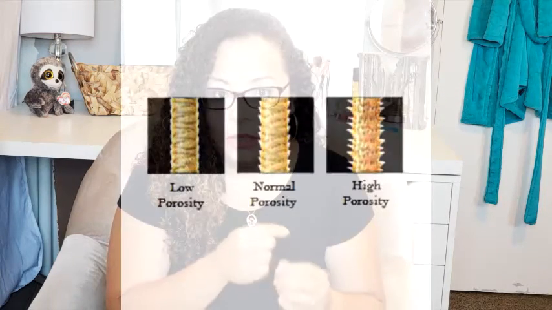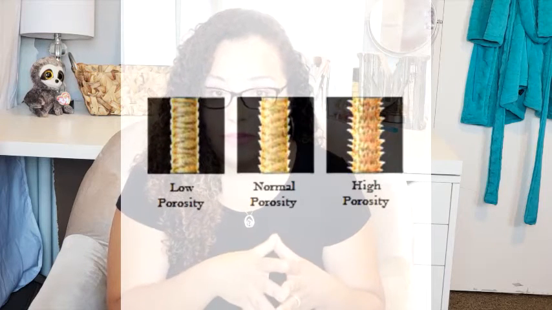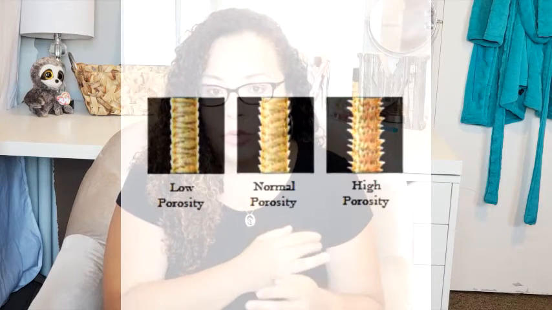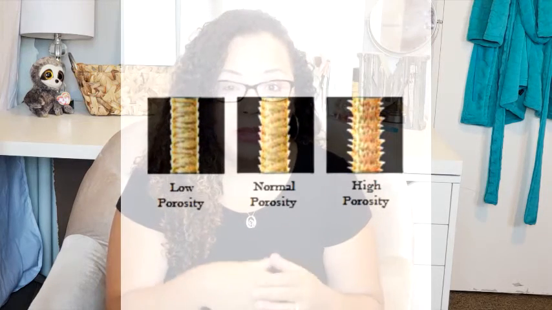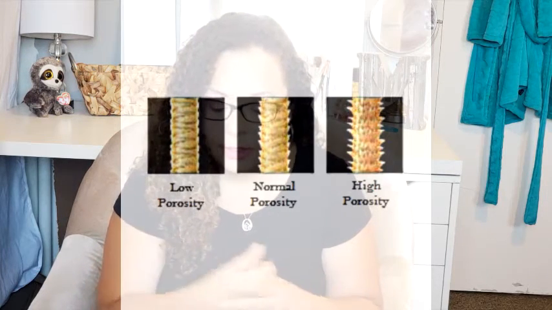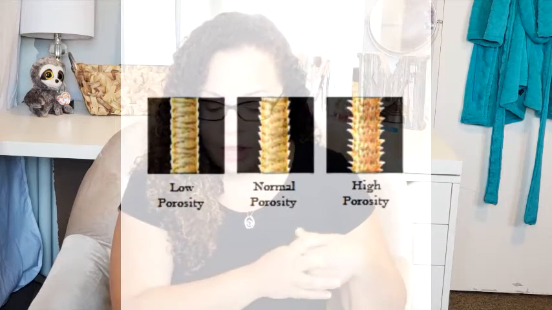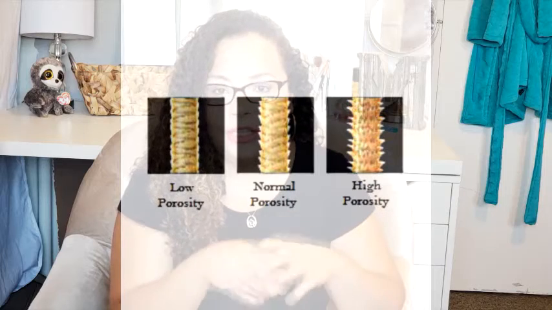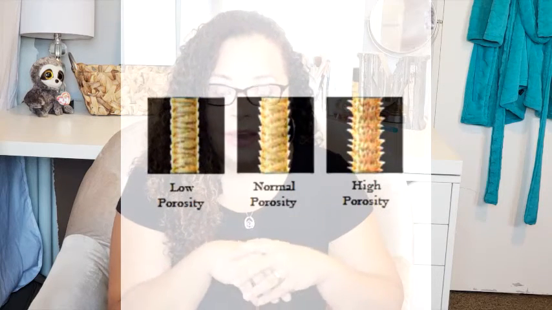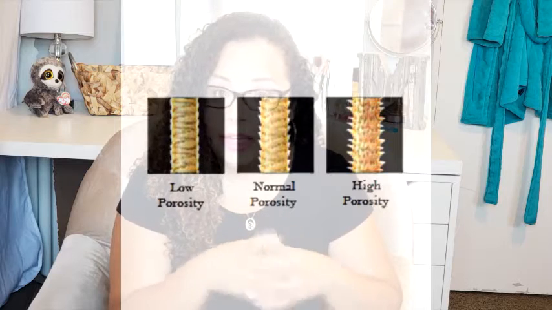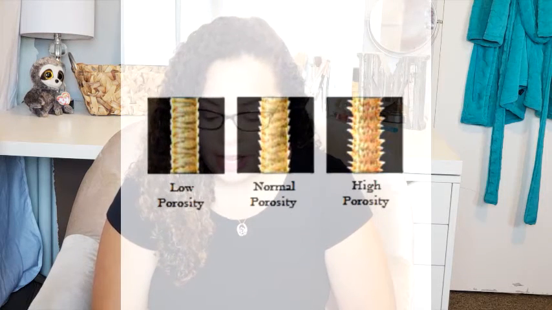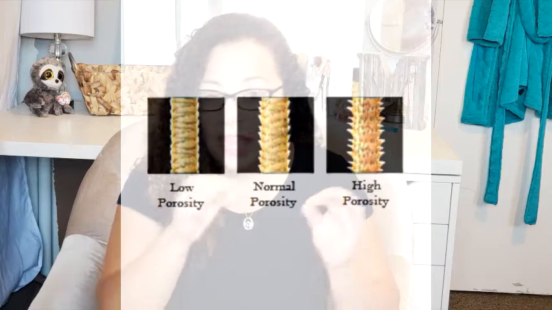Low hair porosity means that your hair cuticle is closed. So it can take a long time to dry when you have low porosity hair. Natural oils don't penetrate your hair easily because that cuticle is closed. It also takes your hair longer to get wet, just as it takes longer to dry. It's hard to get moisture into your hair, but once it is in there, it stays in there.